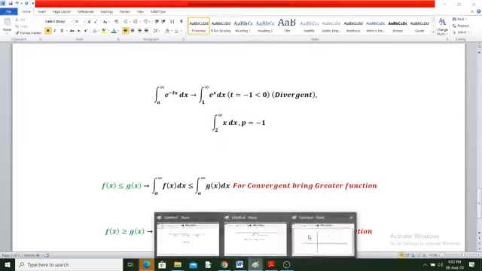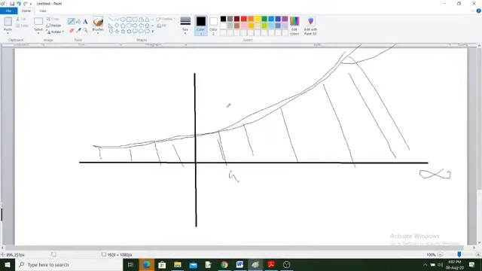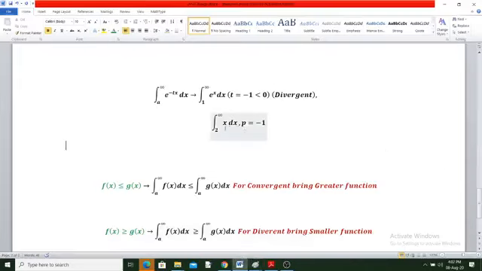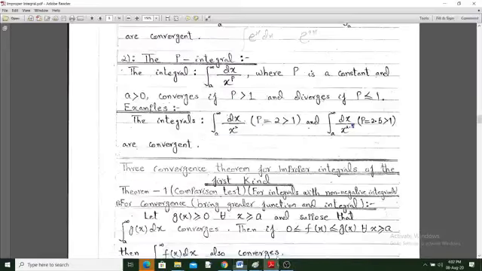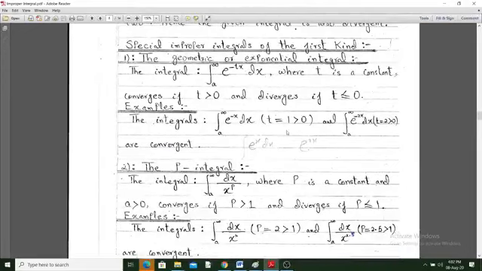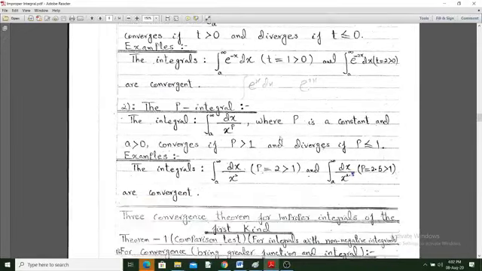So x is an increasing function. For example, from 2 to infinity, this is y equal to x, the graph of a linear function. The area under this curve is very large, and this is the reason that it is divergent. So this integral is divergent by the p integral. These are two standard integrals, the exponential integral and the p integral.